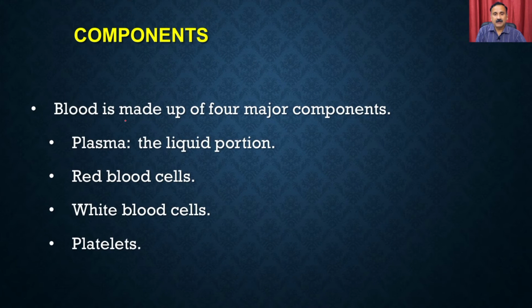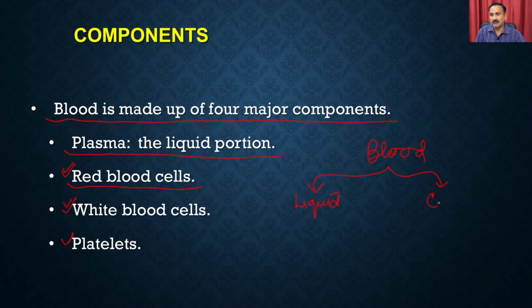As far as the components are concerned, the blood is made up of major components. It has the liquid part, which is called the plasma, and it also has the cellular part, which has different types of cells. It can have the red blood cells, the white blood cells, and the platelets. So, as far as the composition is concerned, the blood has two components: one is the liquid component and the other is the cellular component.